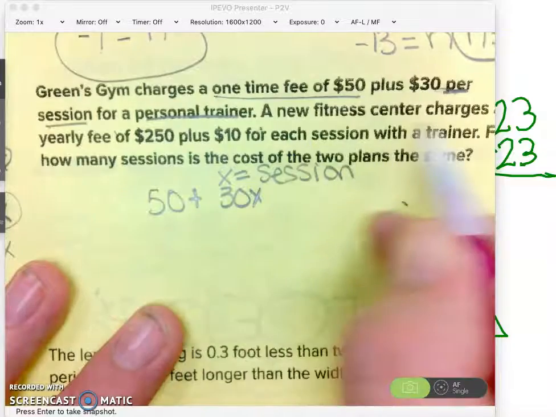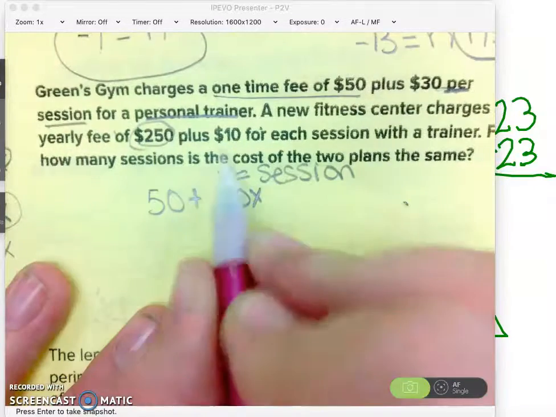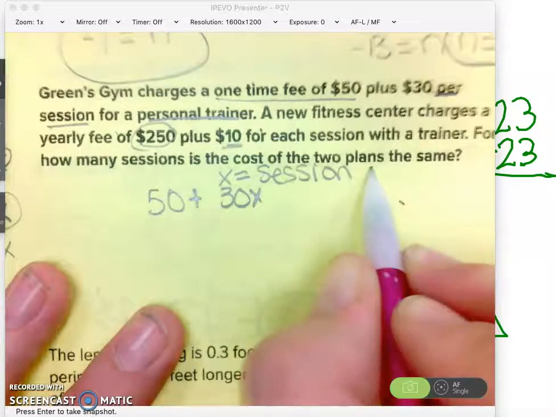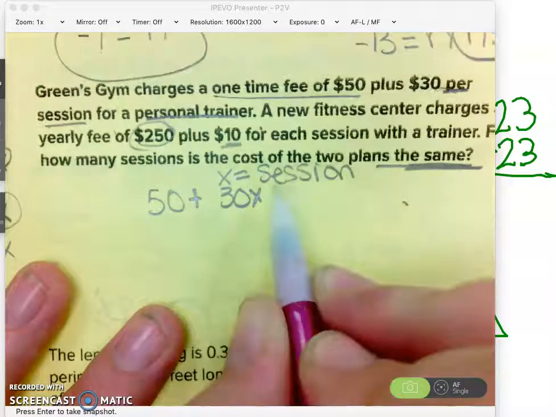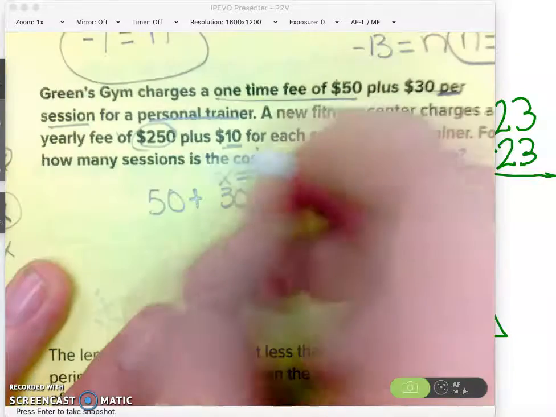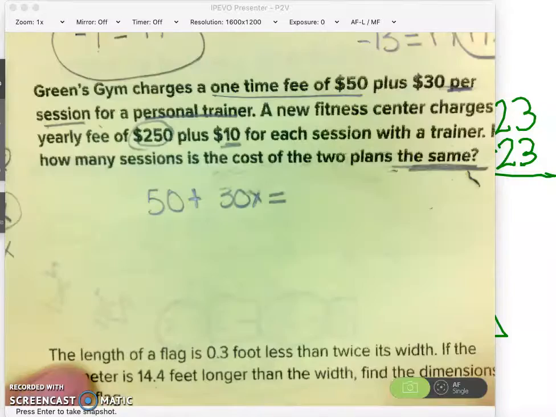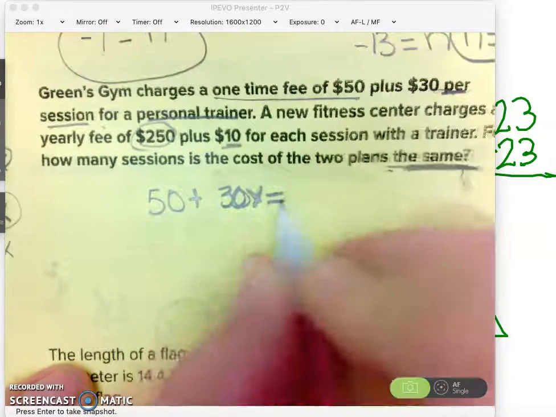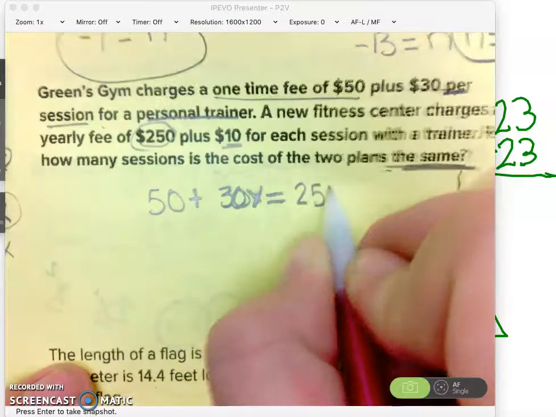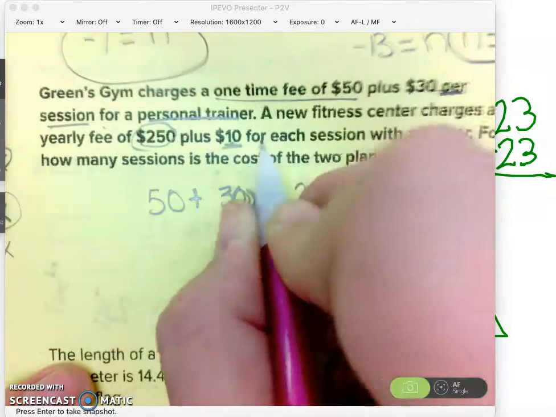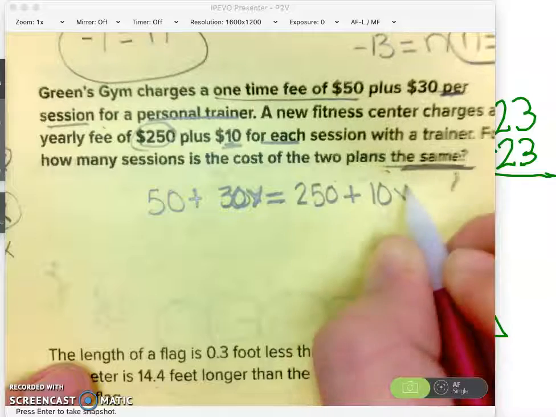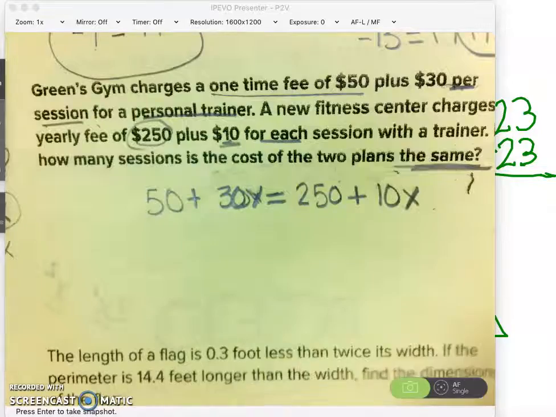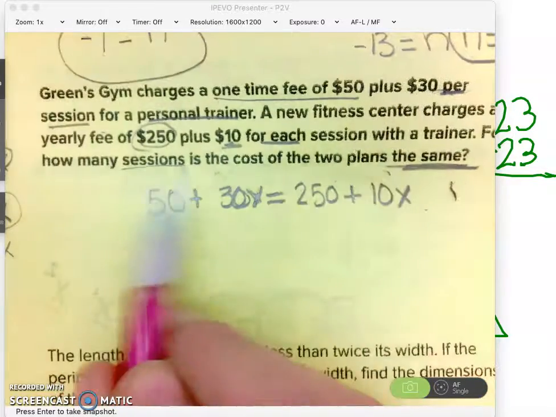A new fitness center charges a yearly fee of $250 plus $10 for each session. For how many sessions is the cost of the two plans the same? So when you see that word the same, we're going to set up two expressions, and we're going to set them equal to each other because we want to know when they are the same or equal. So $250 every year plus I have $10 for each. So 10 times each session. So this is my equation.